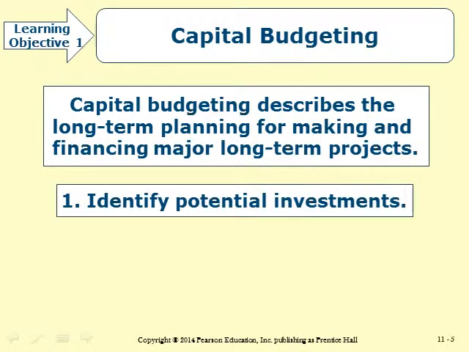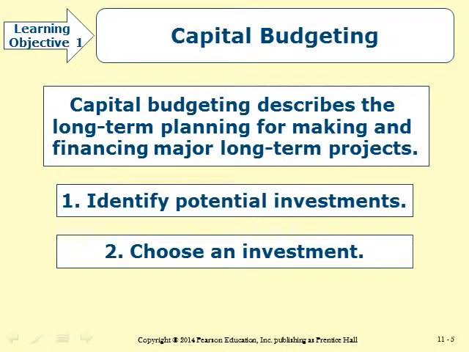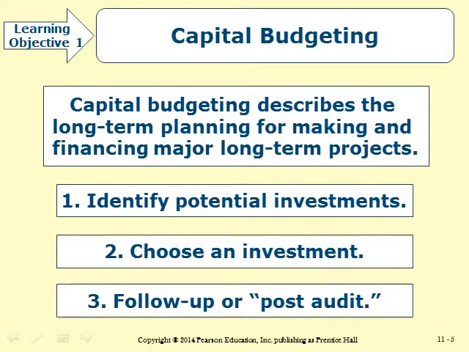And so, as we said, the term capital budgeting describes the long-term planning for making and financing such outlays. Capital budgeting has three phases: identifying potential investments, choosing which investments to make, which includes gathering data to aid the decision, and then following up or monitoring, to include a post-audit of our decisions and whether those investments are performing according to plan.